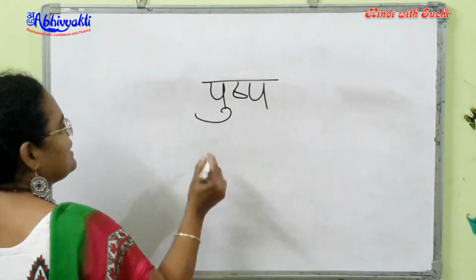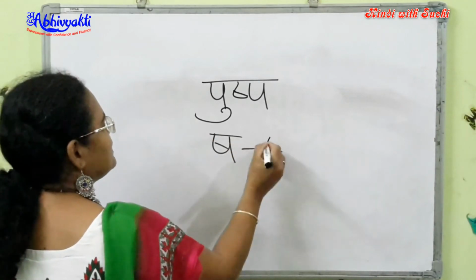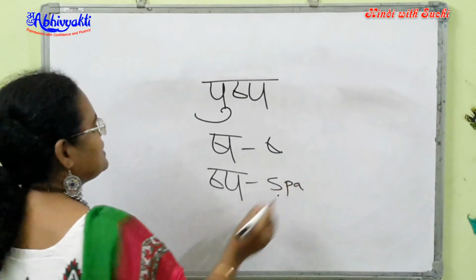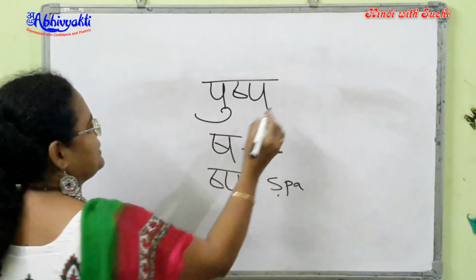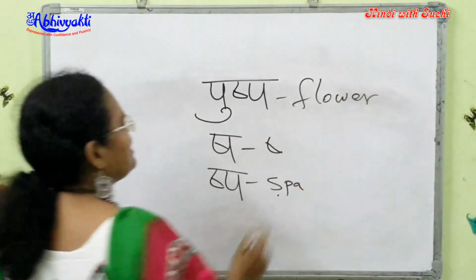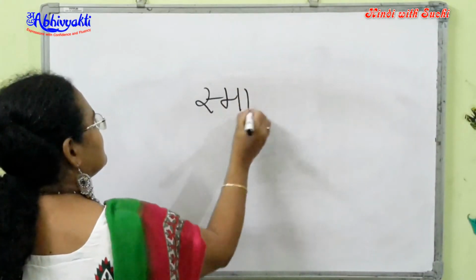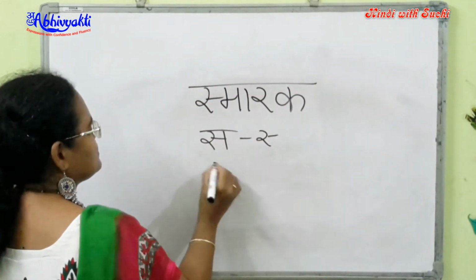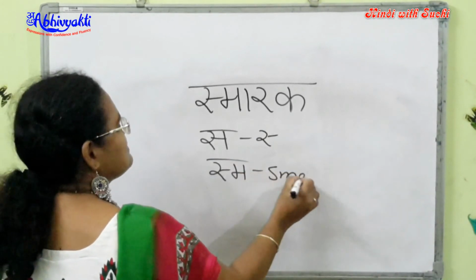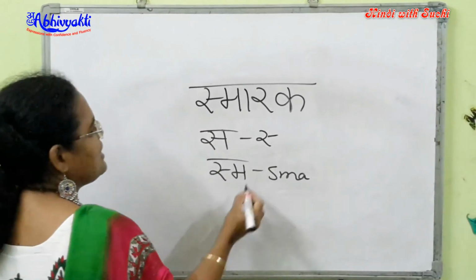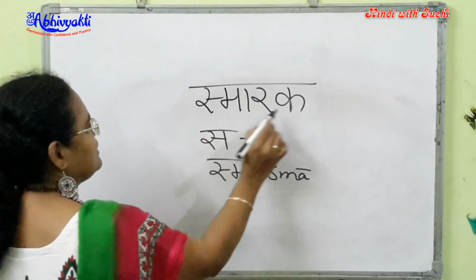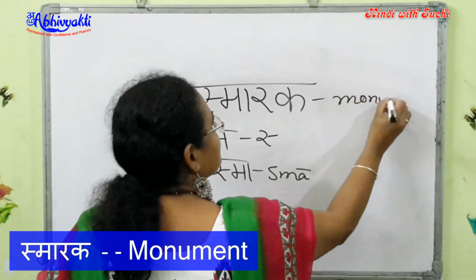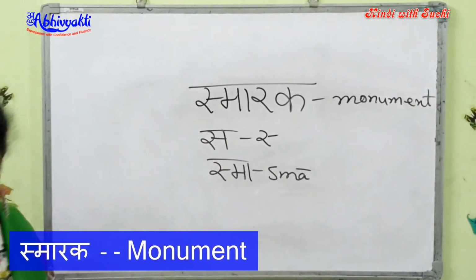Now I have pa with two matra and I have the sh without the stem. So sh and pa gives me shpa, shpa, pushpa, pushpa. Pushp is a synonym for flower used in poems. Now again I have the s without the stem. So s and ma gives me sma, sma. With aki matra, sma. So smarak, smarak. It means a monument.